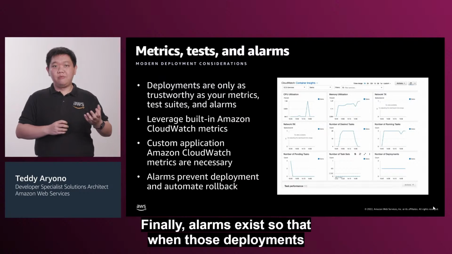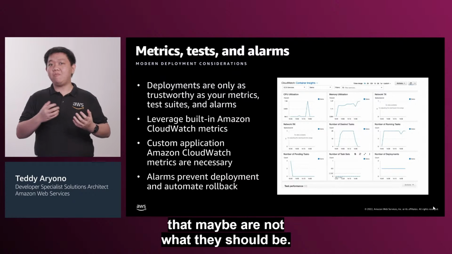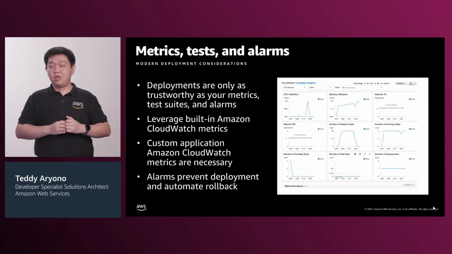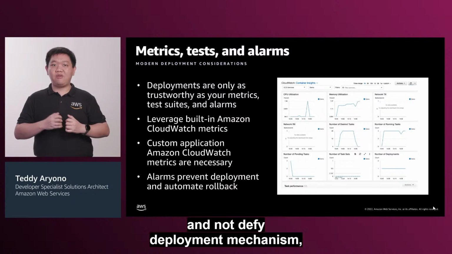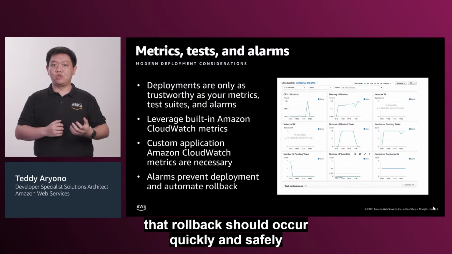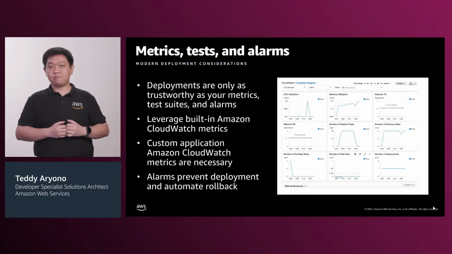Finally, alarms exist so that when those deployments potentially go wrong, your metrics will show data that maybe are not what they should be. Your alarms will catch those things at the right threshold and notify the deployment mechanism that rollback should occur quickly and safely before it goes to your customers.